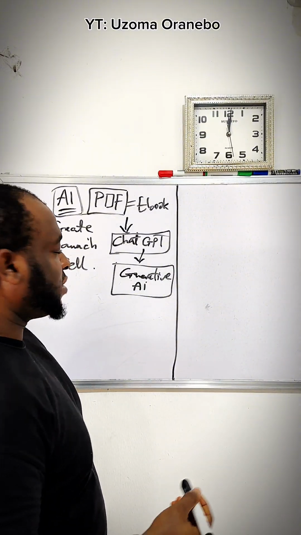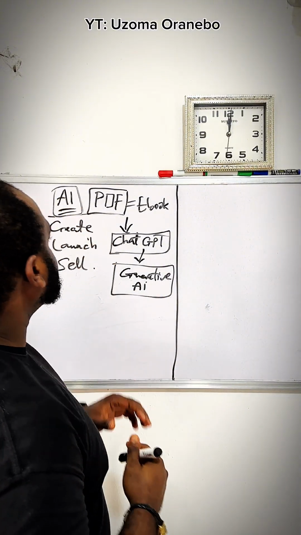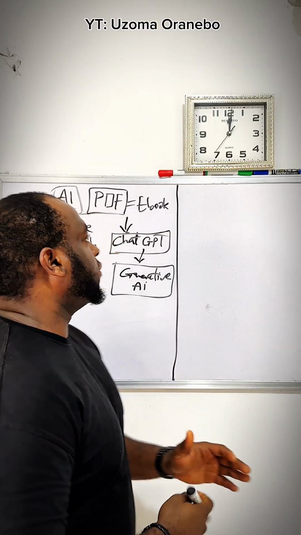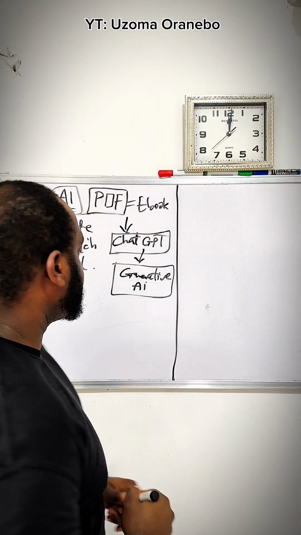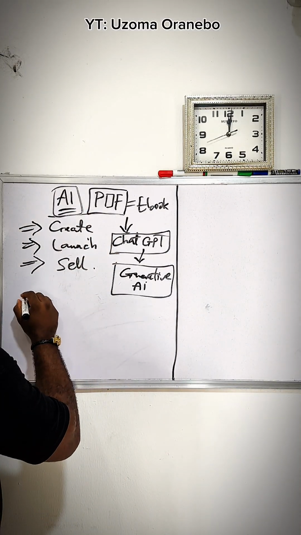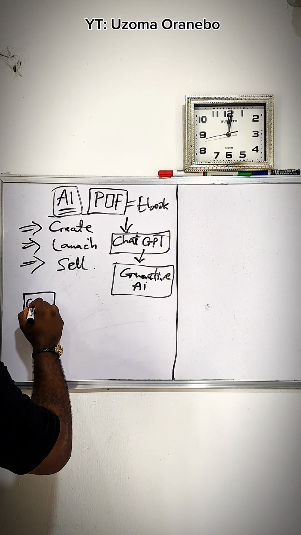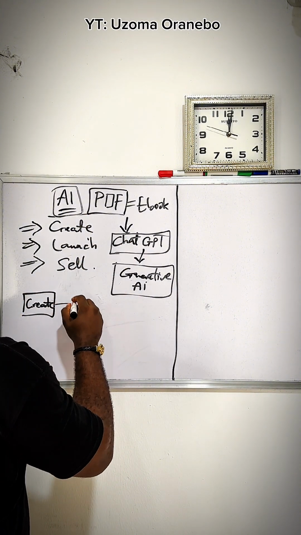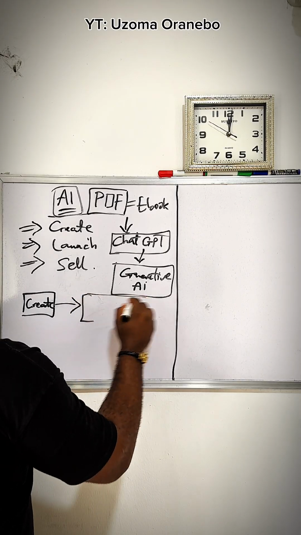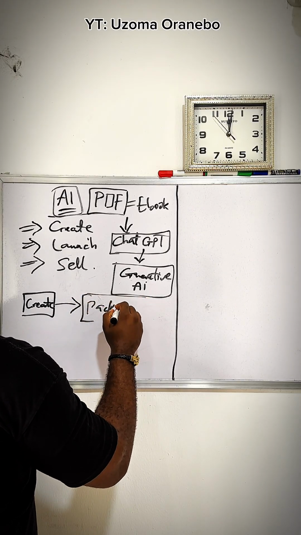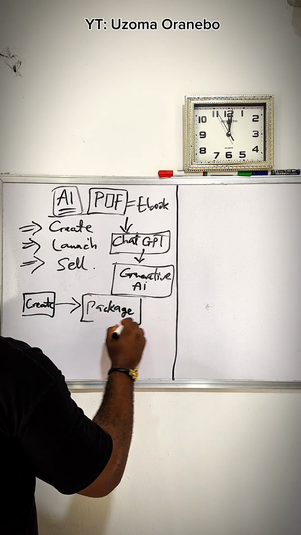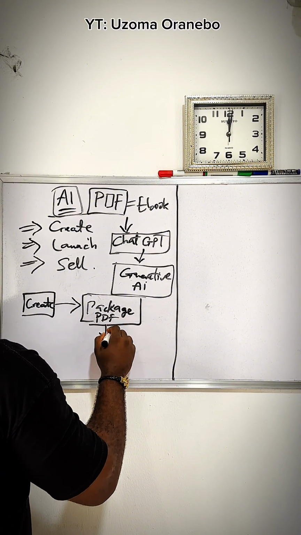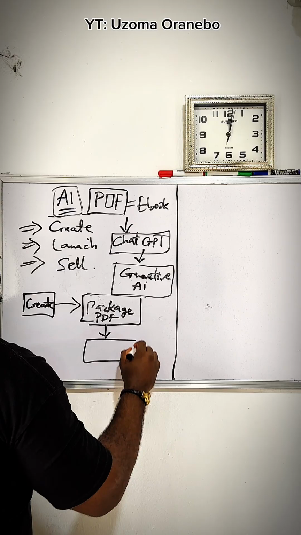Let me bring the general concept of this business model. This business model is very, very simple. You create helpful information, then you package it into a PDF, then you sell it. This is the business model.